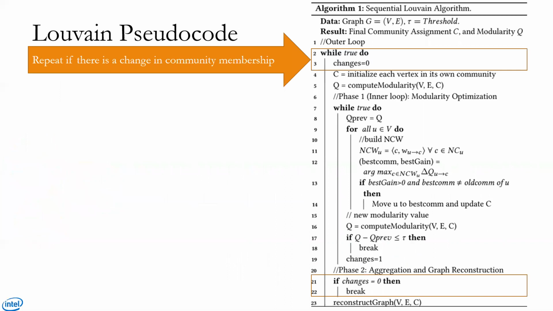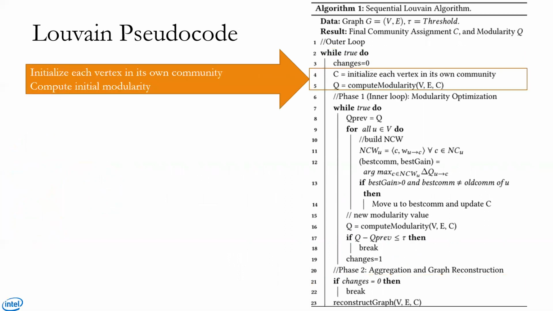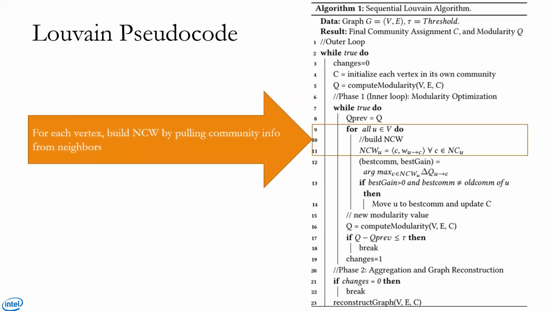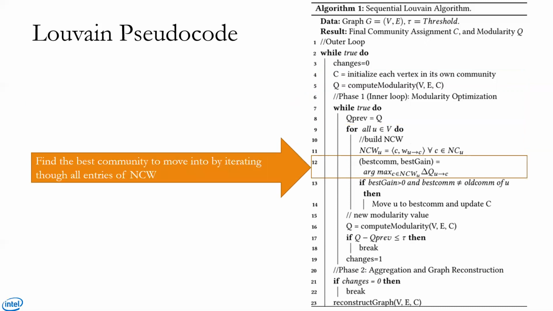Now let's look into the pseudocode of the algorithm. The outer loop repeats if there is a change in the vertex communities. Each vertex is initialized in its own community and the initial modularity is computed. Phase 1's inner loop starts and it repeats itself if modularity increases by a threshold at the end. For each vertex, it first builds the NCW hash map by pulling the latest community information from the neighbors. After that, it finds the best community to move into by iterating through the unique communities in the NCW hash map.